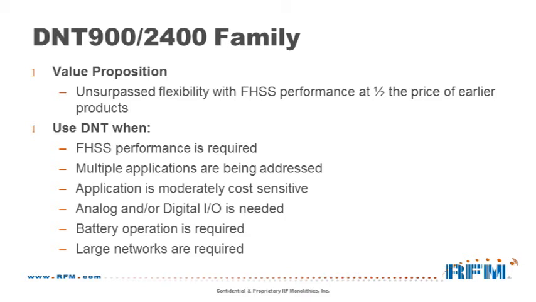It's a frequency hopping radio, and at $69, it's less than half the price of earlier products. It competes, and you'll see this in a minute, with some radios that are selling for $150. So the big DNTs, where do you use those? When they want frequency hopping performance. When do you want frequency hopping? That's when you have interference and multipath concerns.